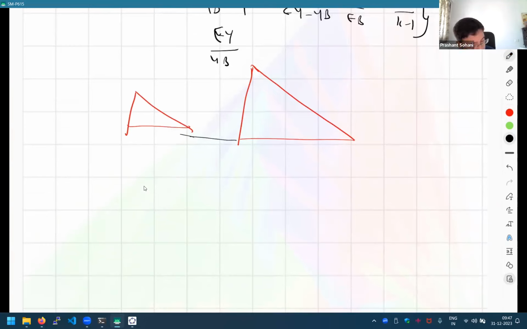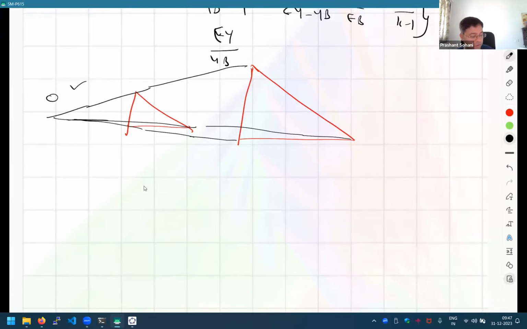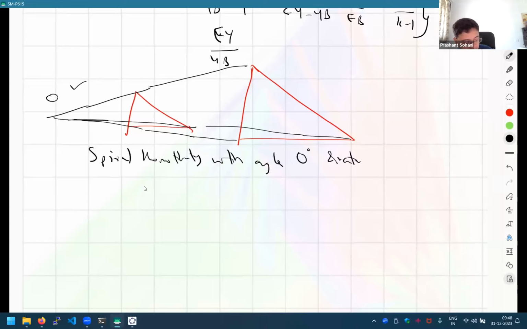So there is no harm in saying that. Yeah, then if I join this point like this, I will get the center of homothety. Oh, so it will be just the center. It will be spiral homothety with angle 0 and some ratio k.